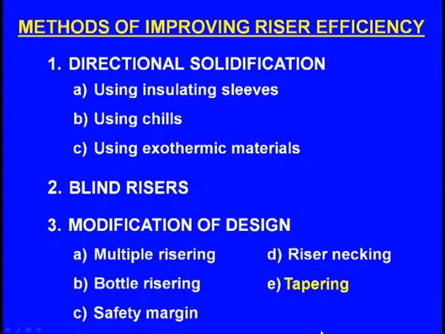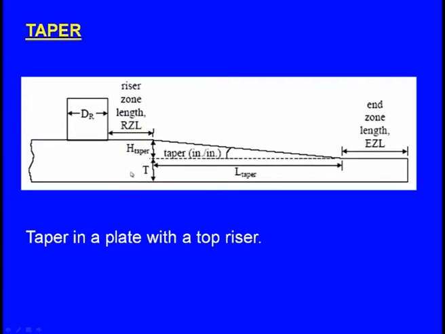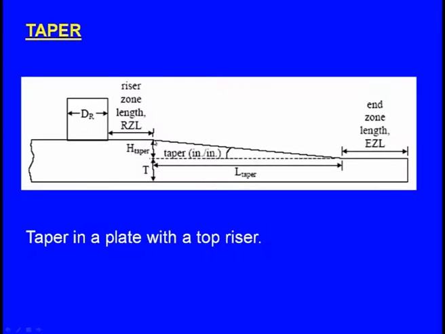Finally, there is tapering. By giving a taper to the casting, we can improve the riser's efficiency. Here we can see this is the casting, this is the casting, this is the casting, and this is the riser. Now, a taper is provided, you can see here the thickness is more and slowly the thickness is reduced. This will definitely improve the performance of the riser.